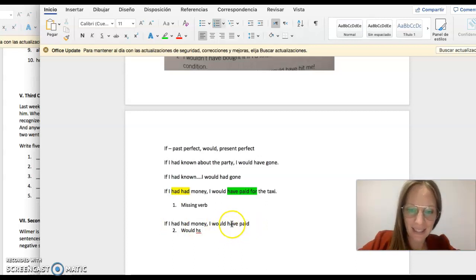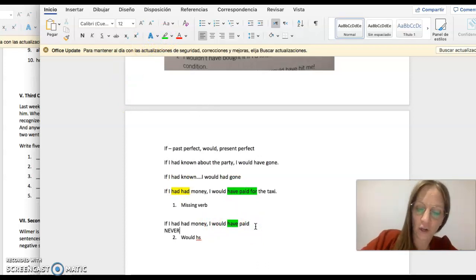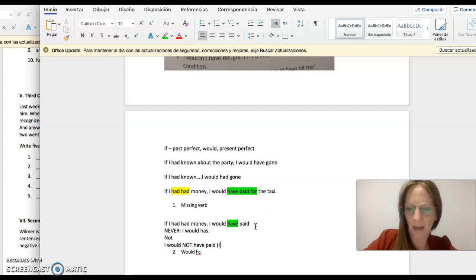The other thing is that this part in the would clause is always "have." It's never "has." So never "I would has." The other thing was, where do we put the not? It would be "I would not have paid." Sometimes people put "I would have not," or those kinds of things. So the order there is important.